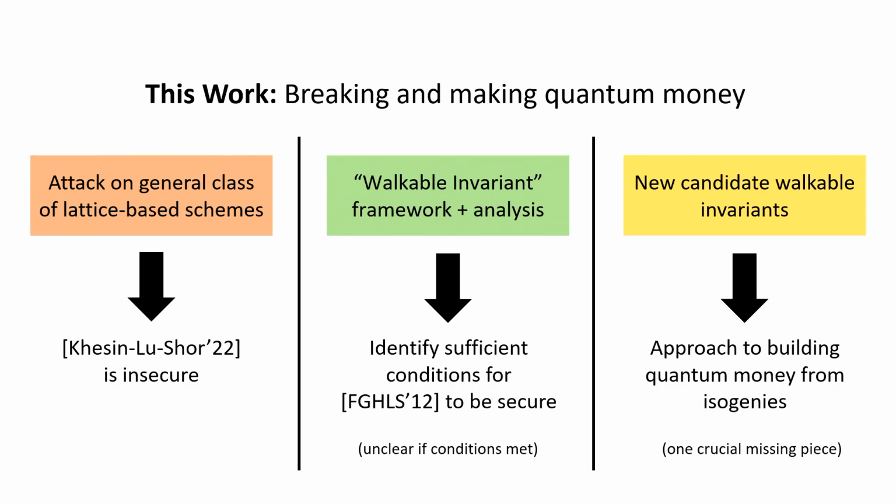And the last part is that they give some new candidate quantum money instantiations from walkable invariants, and notably one of them is from a very natural approach from isogenies. I'll note that there's one missing piece that we'll come back to later. So first, let's talk about how not to build quantum money from lattices.